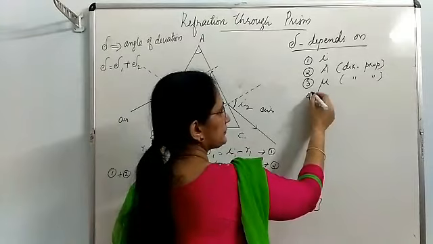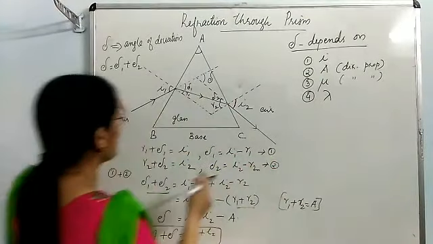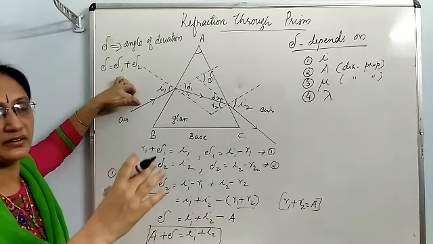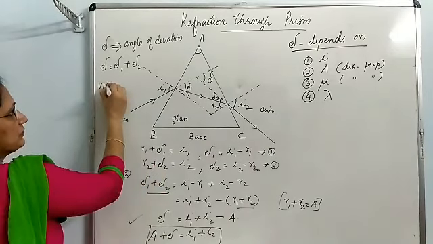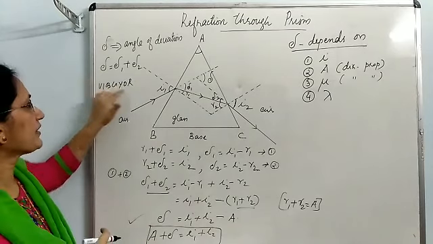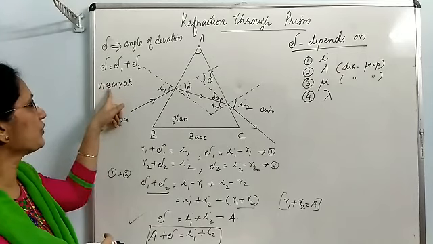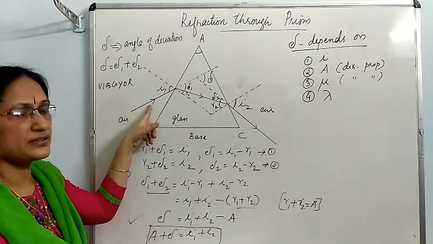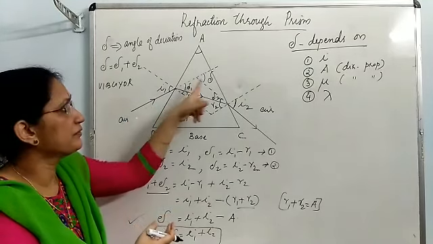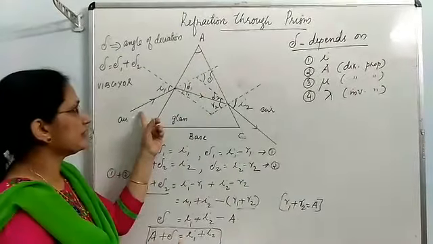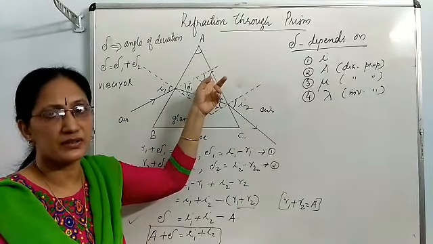Fourth factor, the wavelength of the light used. You know, from violet to red there are different wavelengths. In case of VIBGYOR, violet has the lowest wavelength and red has the highest wavelength. Wavelength is going on increasing. So for different colored light, the wavelength is different and the angle of deviation will be different, and the relation is inversely proportional. That means the higher the wavelength, the less the angle of deviation.